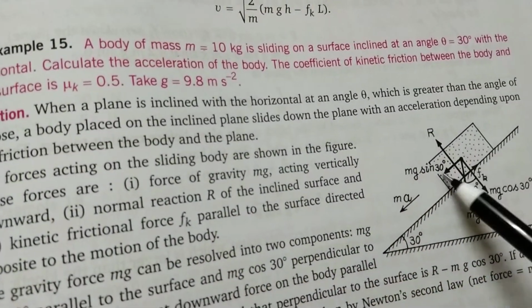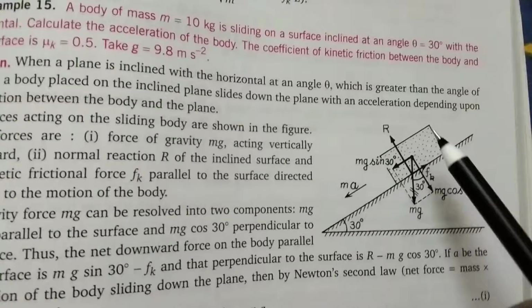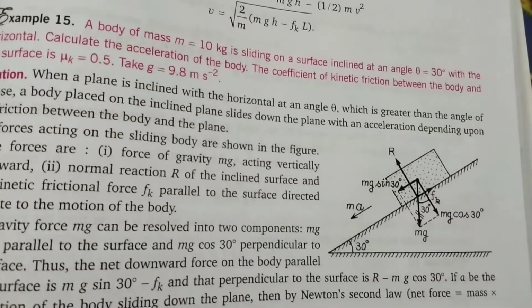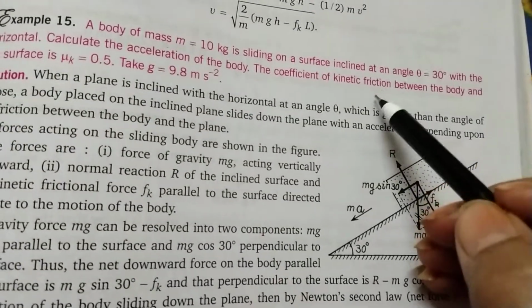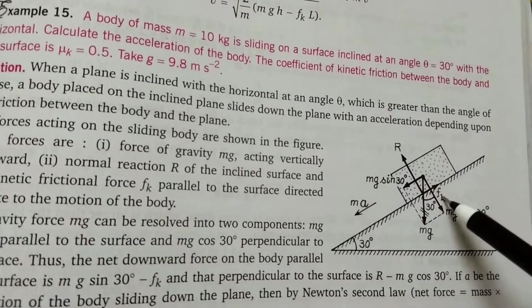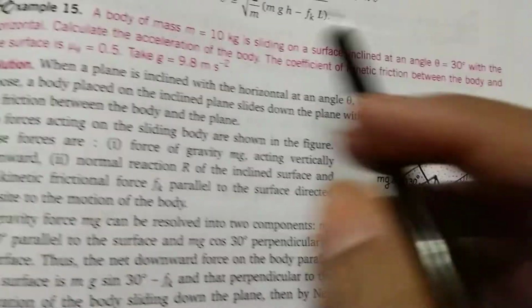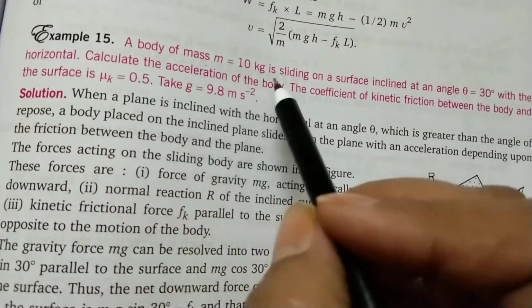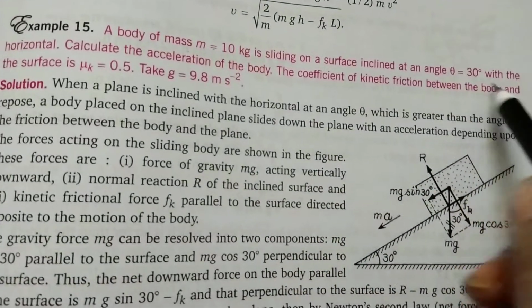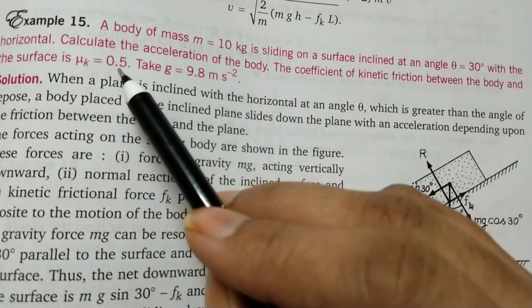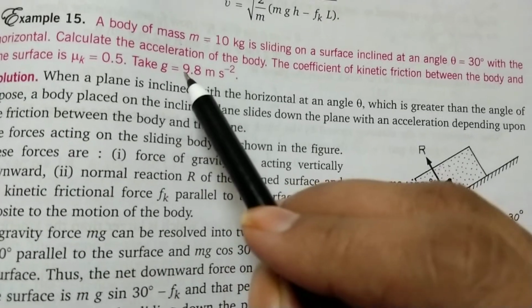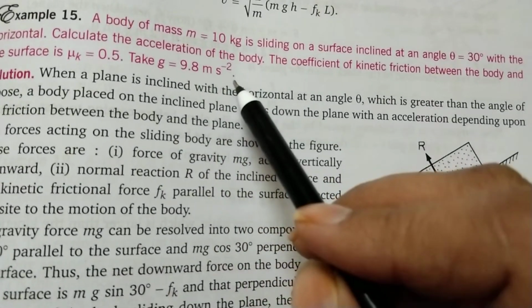The body is kept over here and what you have to do is find out the acceleration of this body. The coefficient of friction between the body and the block is already given, okay. The coefficient of friction between the body and the surface is equal to 0.5, and you have to take the value of g as 9.8 meter per second square.